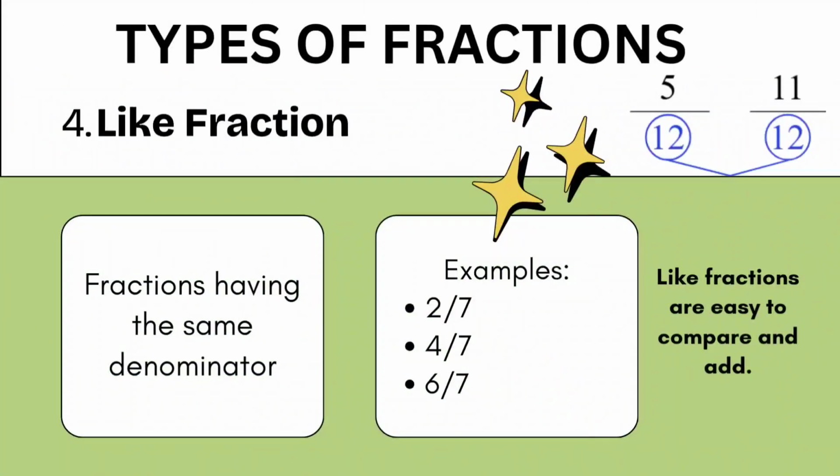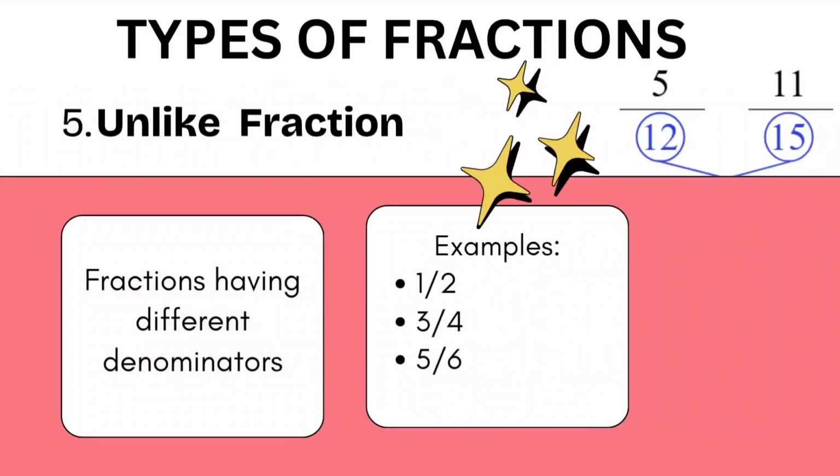Let's move on to the fourth type, like fractions. Fractions having the same denominators are called like fractions. Examples: 2 by 7, 4 by 7, 6 by 7. If we see in our examples, the denominator is the same. Such kind of fractions are called like fractions. Like fractions are easy to compare and add.